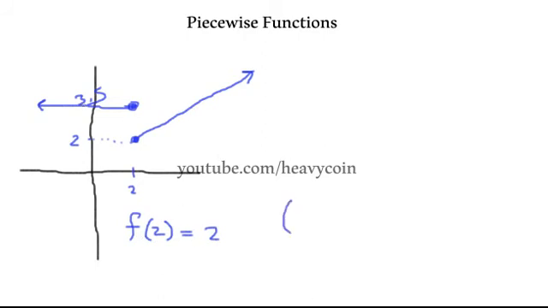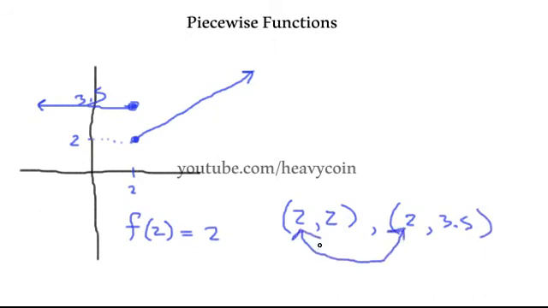Because remember, in a function, let me just write both these ordered pairs here. So that would be 2 and 3.5. So remember, in a function, if it's going to be a function, you can't have two ordered pairs with the same first coordinates. Okay, then that's not a function. So we've got to have a hole. There's a hole right here, or a hole here. Either one.